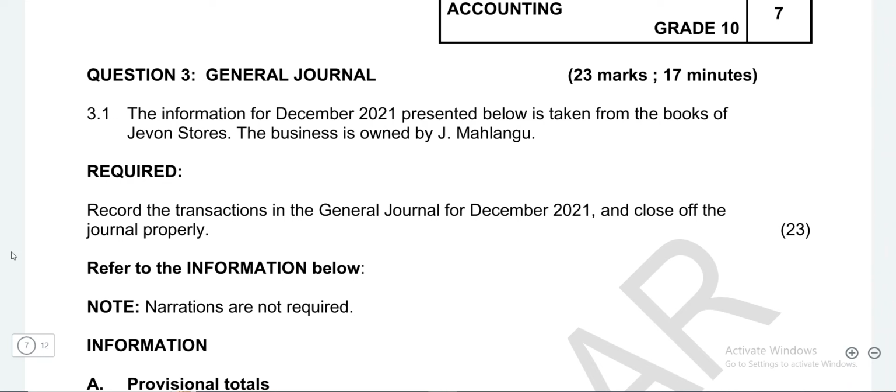So here we are given some information that we need to use to record in our subsidiary journal, which is called the general journal. Here they're saying that the information for 2021 presented below is taken from the books of Javon Stores, the business owned by J. Mahlangu. Whenever you do anything in accounting, always try to get as much information as possible. You never know where it will work for you. Then they are saying that we are required to record the transactions in the general journal for 2021 and close off the journals properly. Meaning that at the end of that journal, we need to make sure that we write our totals.